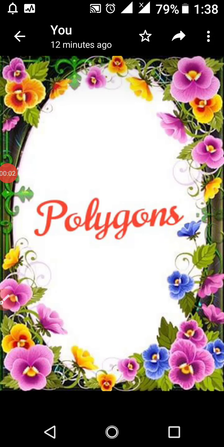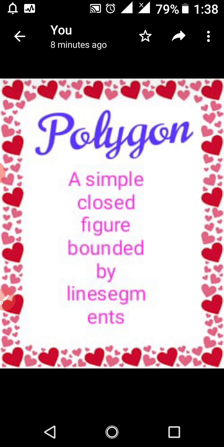Now we are going to learn polygons. Already we know what curves are and the types of curves. Now we will see the meaning of polygon. A polygon is nothing but a simple closed figure which is bounded by line segments. Now we will see some polygons.